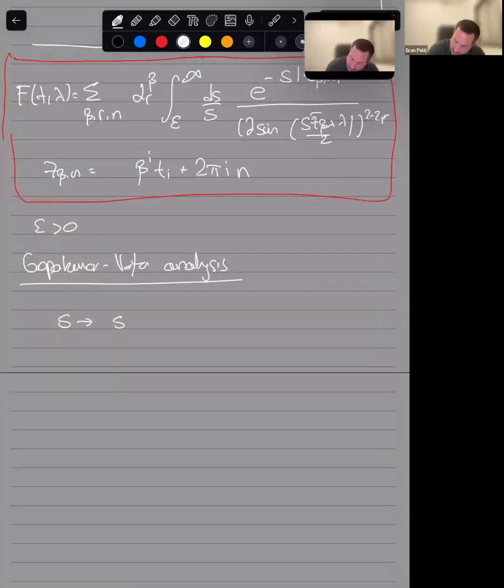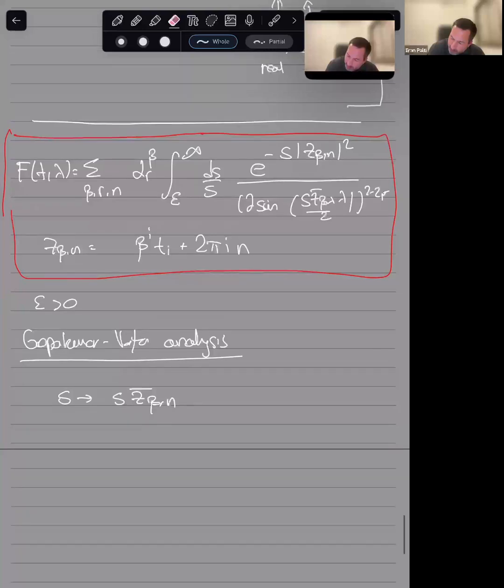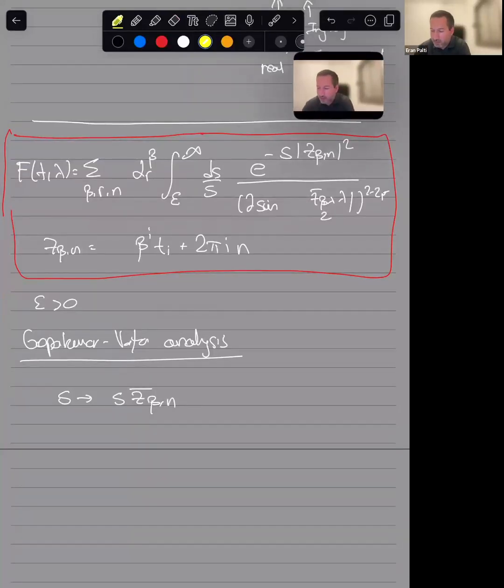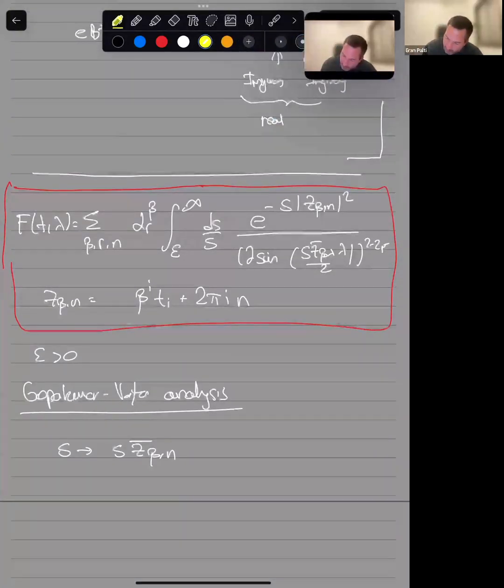S goes to S times Z bar beta n. Okay, so if we rescale that, you can see where S, here we have S S bar. We have S Z bar here, okay, and we have an S Z bar here.